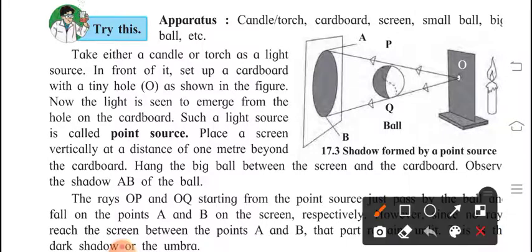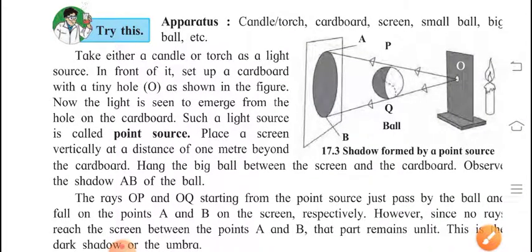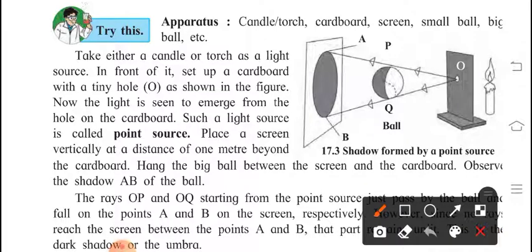For this experiment we need a candle or torch, cardboard, screen, small ball, big ball, etc. Take either a candle or torch as a light source. In front of it, set up a cardboard with a tiny hole as shown in the figure. Now the light is seen to emerge from the hole on the cardboard. Such a light source is called a point source.